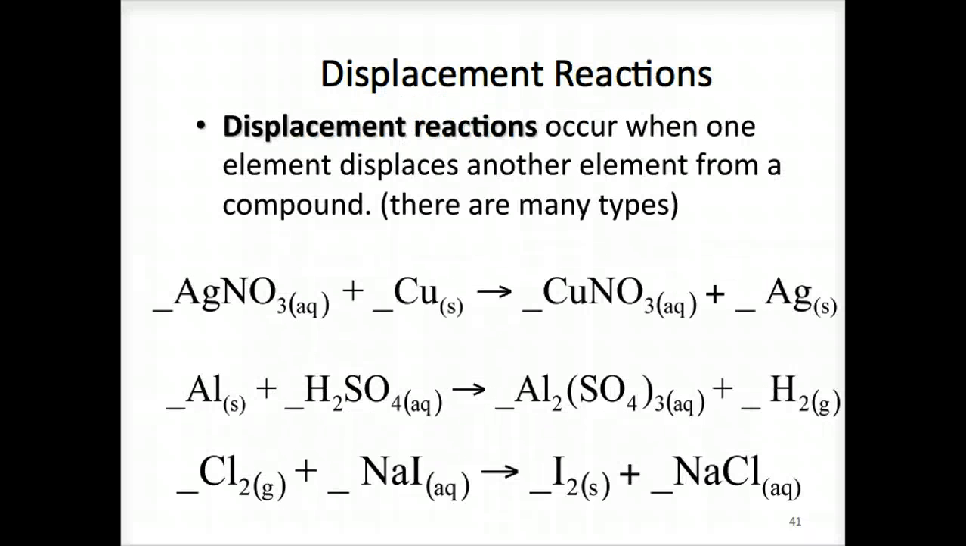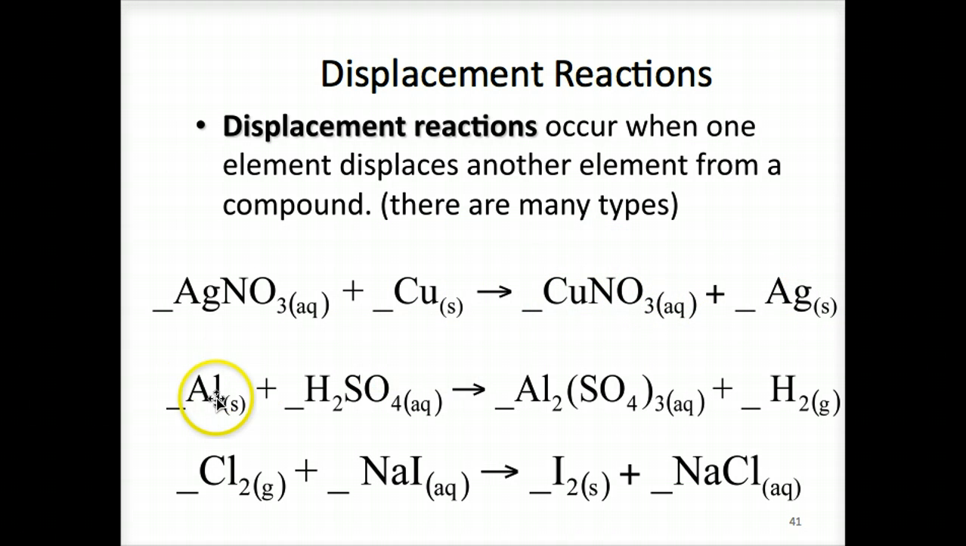Displacement reactions occur when one element displaces another element from a compound. There are many types. We won't go into all the types, but what I want you to note is that this is a case where these are swapping partners. First, initially, the silver and the nitrate are partners, and copper is by itself. After the reaction, copper is now switched with nitrate, and silver is by itself.